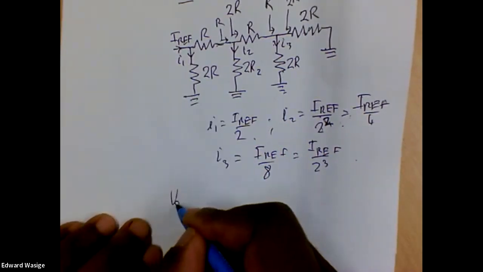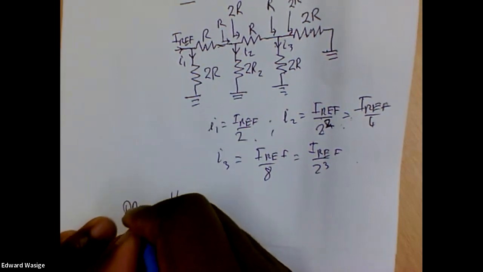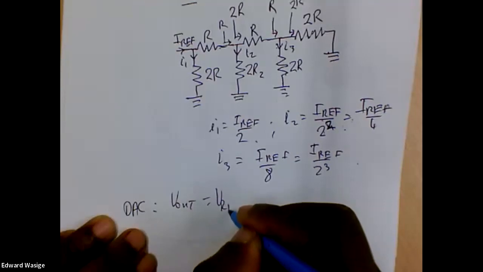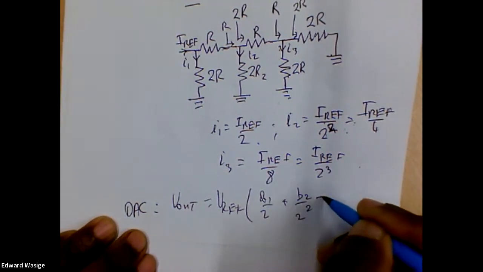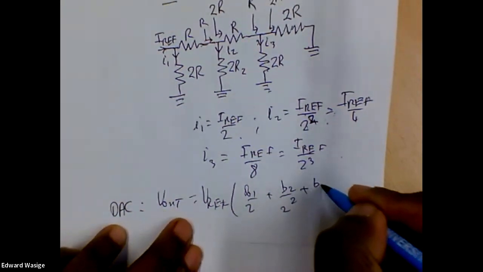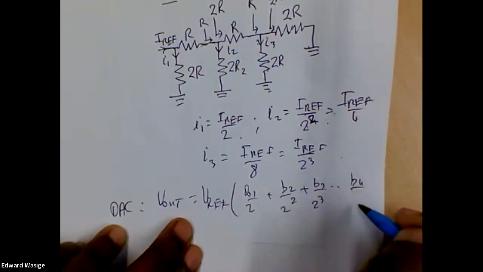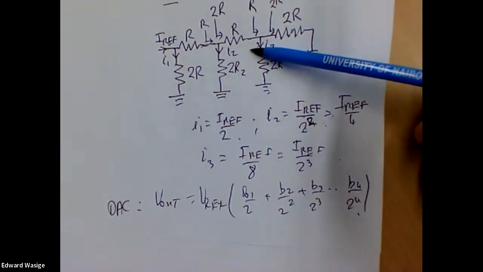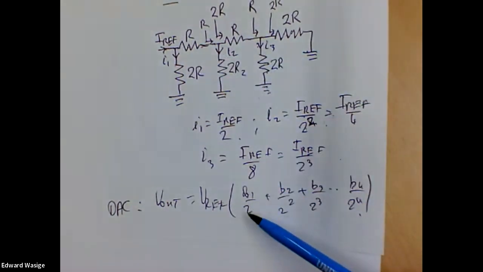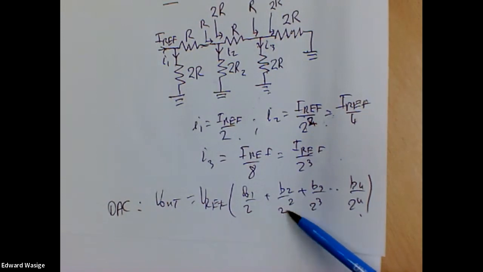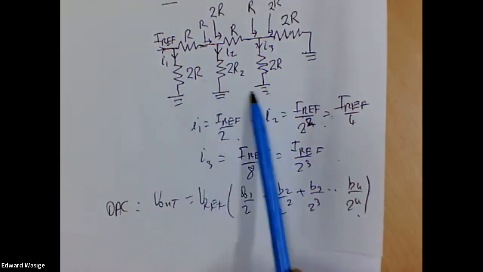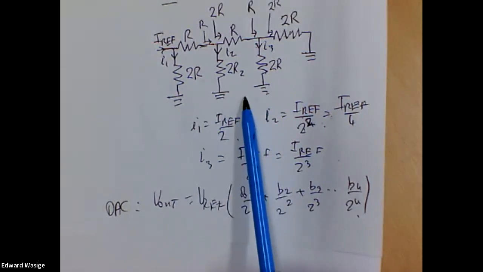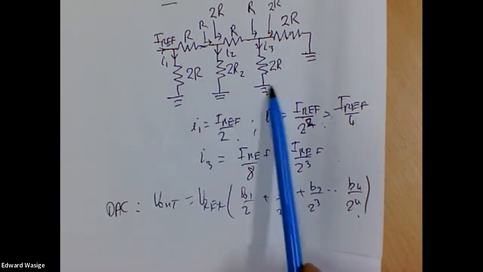If we remind ourselves, V out for the DAC, what we're looking for is a circuit that generates this expression: B1 over 2, B2 over 2 squared, B3 over 2 cubed, up to Bn over 2 to the power n. So you can see that the currents through these branches give us the weighting that we need. And so if these currents, instead of taking them to ground, we take them to the summing amplifier, the summing amplifier can sum these currents.